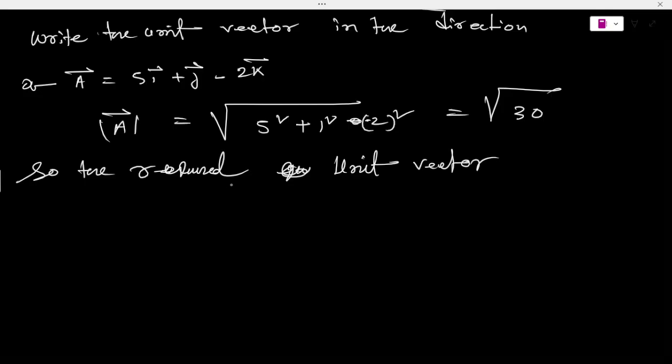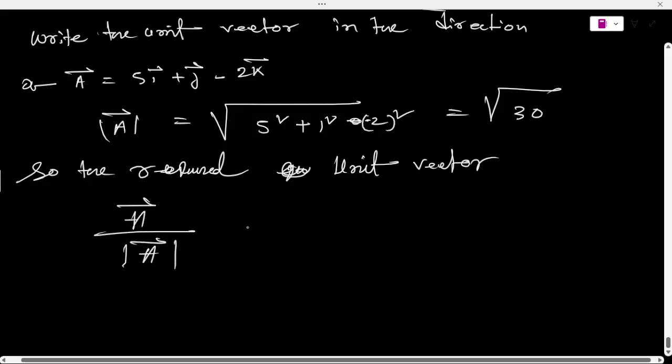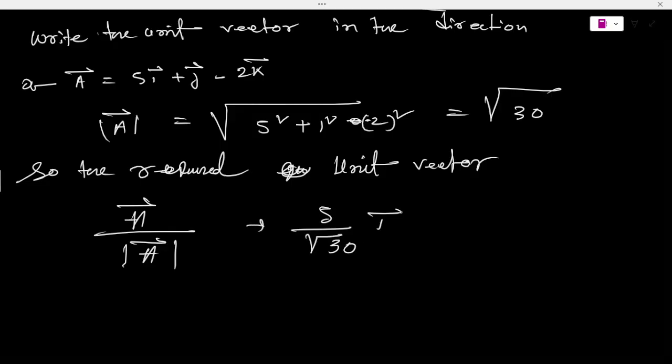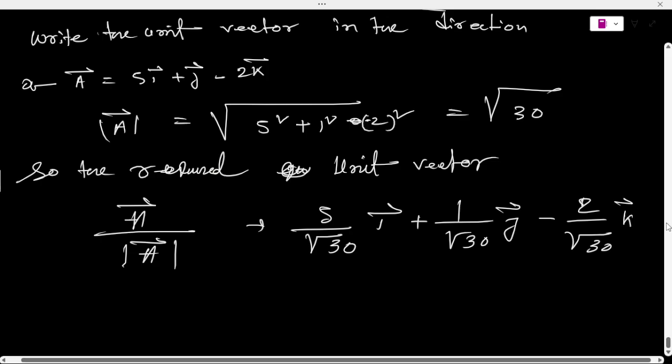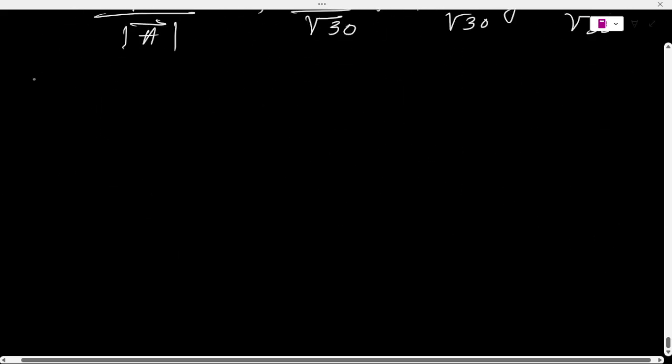The required unit vector will be a vector divided by the modulus of a vector. So it is 5 divided by root 30 into i cap plus 1 by root 30 into j cap minus 2 divided by root 30 into k cap. So this will be the ultimate unit vector. First you have to find the modulus, and after that divide the vector by the modulus of the vector.